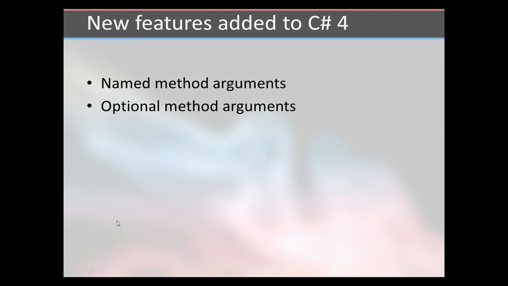There are a few handy changes in method definitions. Named arguments permit a function caller to specify an argument by name rather than its position. Optional parameters allow a function to specify default parameter values so that callers can omit those arguments. Named and optional parameters can be used together.